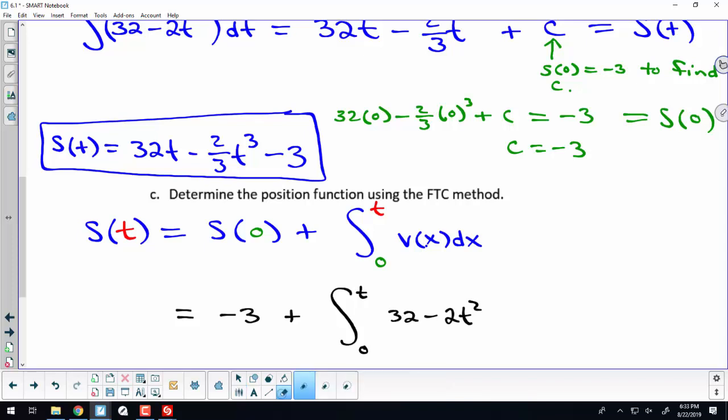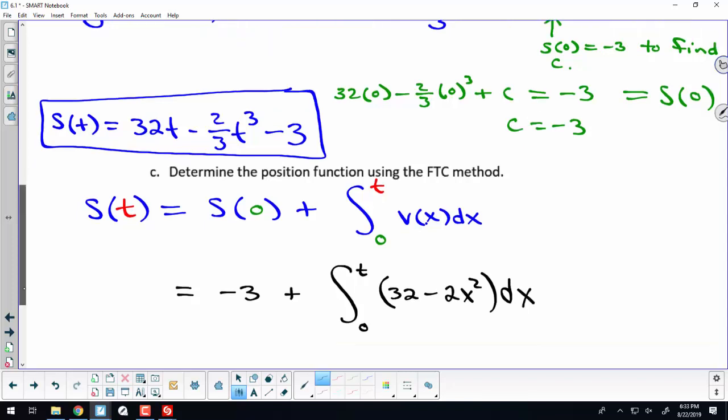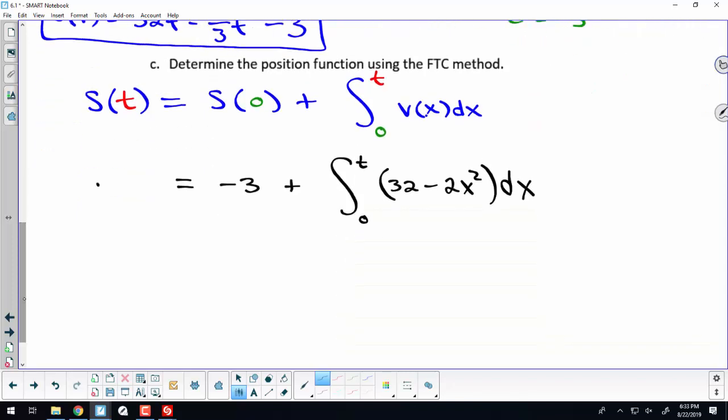Or sorry, I'll use x since the upper limit is t. We just want those variables to be different. Whatever we have up here in our upper limit of integration, that's going to be our ending variable. So if you want a function of t, you want a t up there. If you want a function of x, you want an x up here, and so forth. So we're just going to integrate this, and whatever this turns out to be, that is our position function s of t.